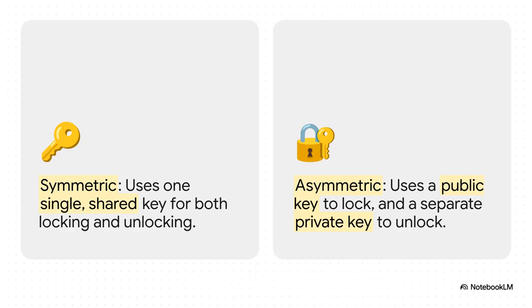You've got symmetric, which is kind of like having one key to a house that you and a friend share. It works great, it's fast, but you have to figure out a secure way to give them that key in the first place. Then you have asymmetric, which is even more clever. Think of it like a mailbox with a public slot on the front. Anyone can drop a message in, but only you have the private, secret key to open the box and actually read what's inside. This is what makes secure communication with strangers, like an online store, even possible.